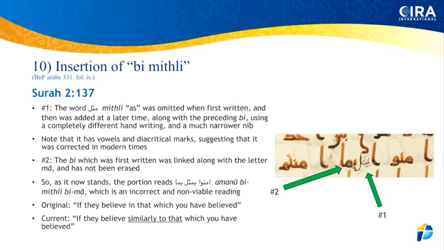Now, the word bimithli was omitted. If you look at the slide, at the arrow number 1, you can see where bimithli has been added, obviously at a later date. What does bimithli mean? Like, as, or similar to. In the original, it used to say, "if they believe in that which you have believed." Now that they put bimithli there, it says, "if they believe similarly to that which you have believed." You say, okay, so what? Why is that a big problem?